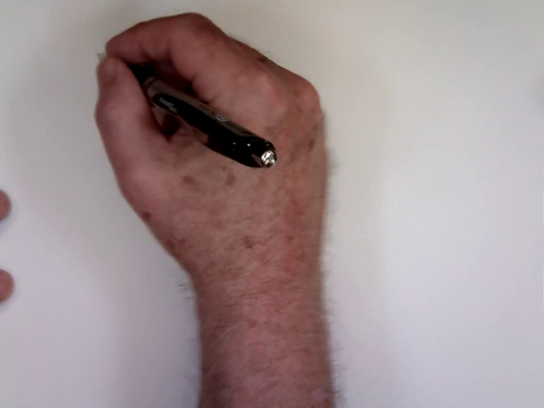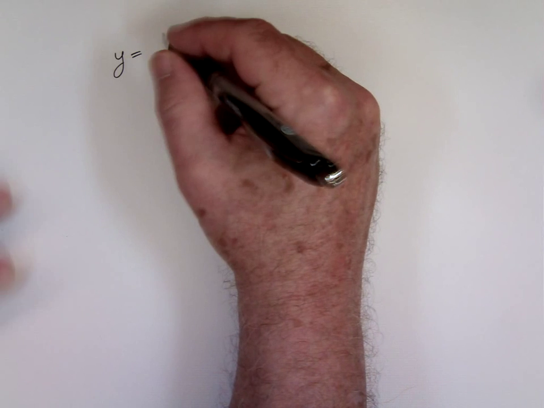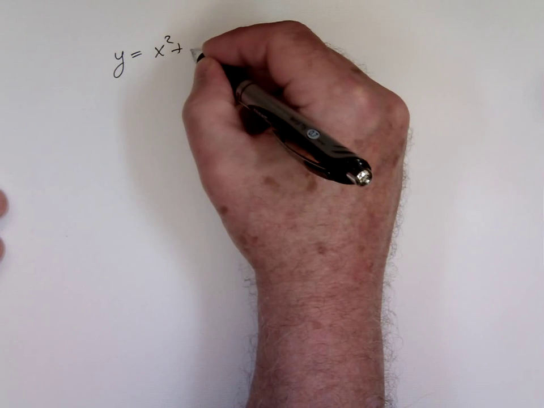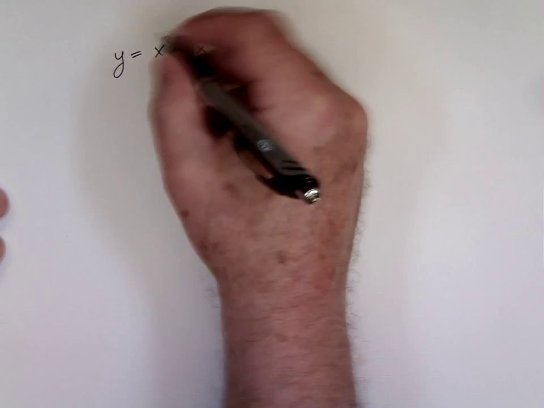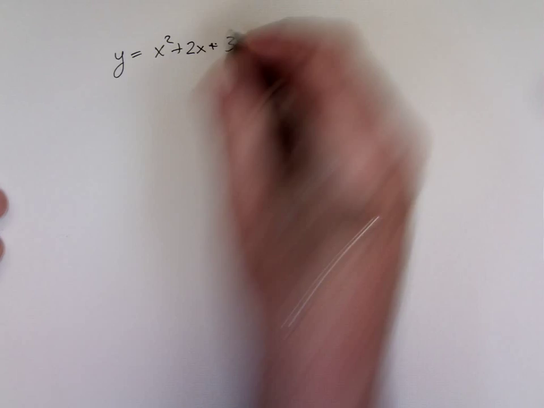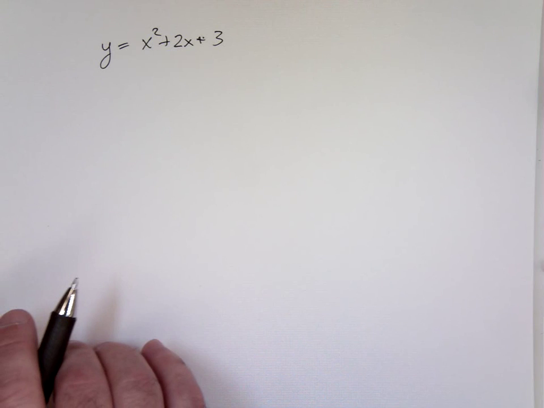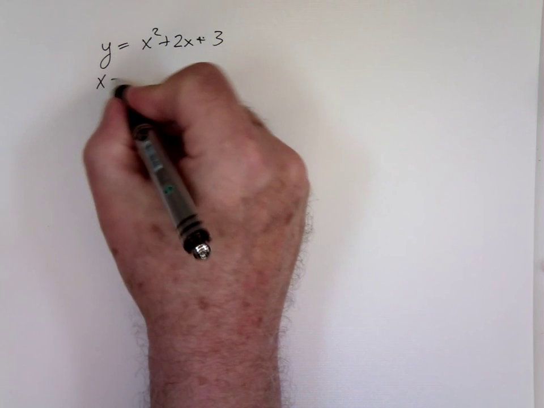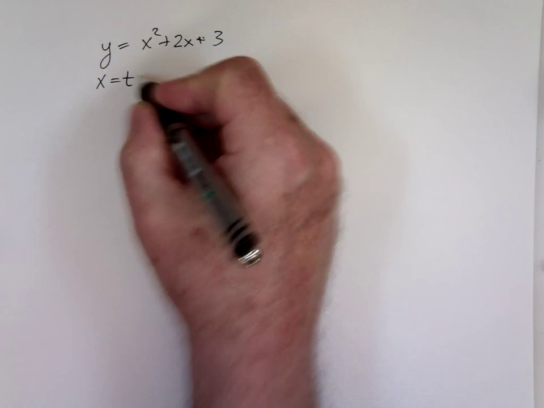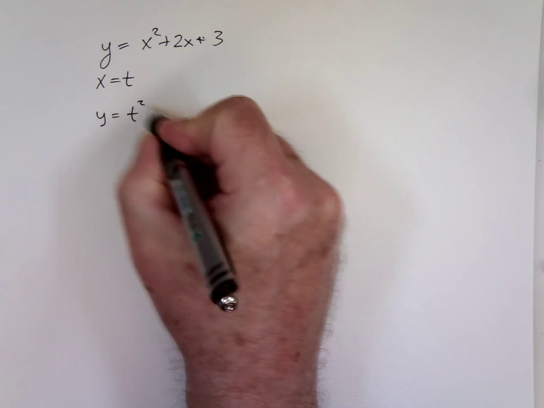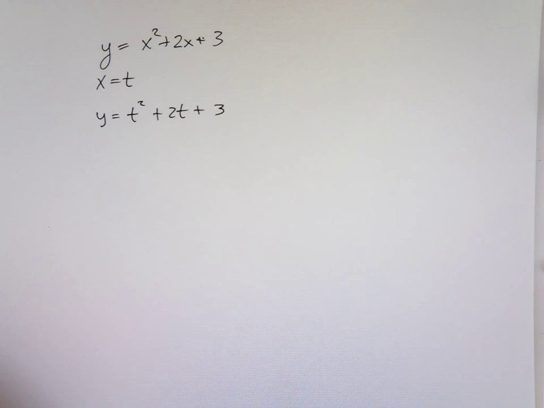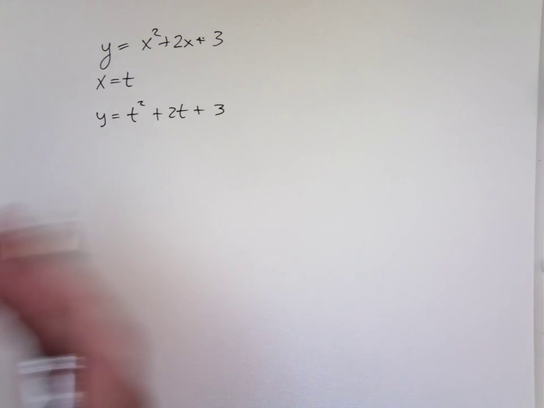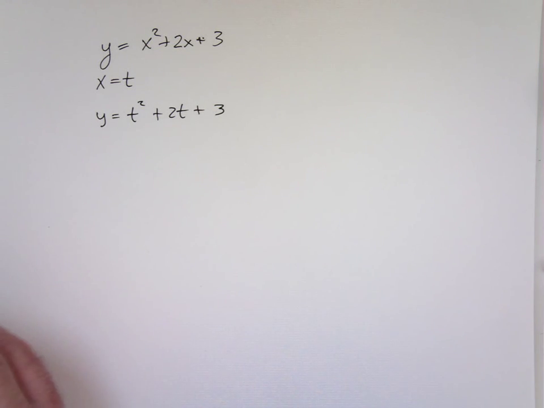For example, y equals x squared plus something. The one they have is just y equals x squared, I think. Oh well, I'll make it this. And you want to go to parametric form? How about this? Let x equal t. y would be t squared plus 2t plus 3. Done. So your x always just equals t. If you've got y in terms of x, x equals t always works.